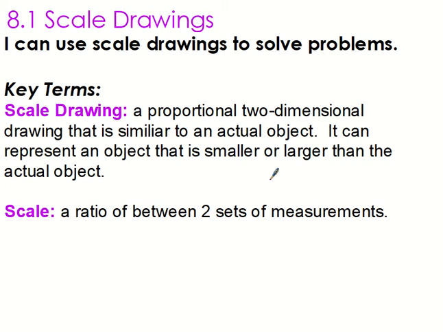But when you grab it from the corner and you pull and everything changes, that's when it becomes scale, because you're changing everything by the same amount, not just the width or the length. It's everything, okay? So a scale drawing gets changed by what we call a scale. It's a ratio between two sets of measurements.